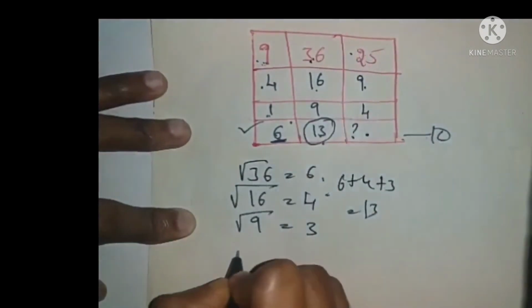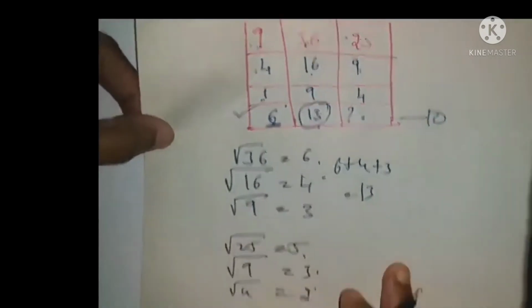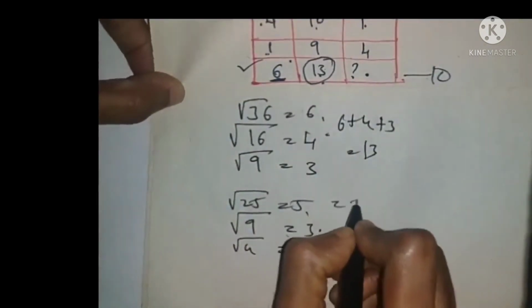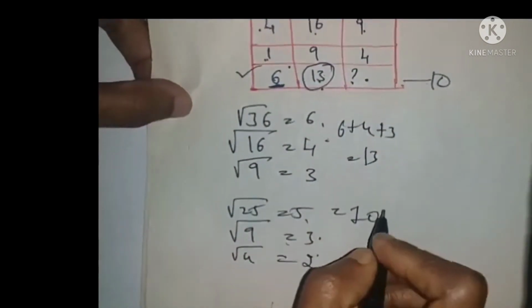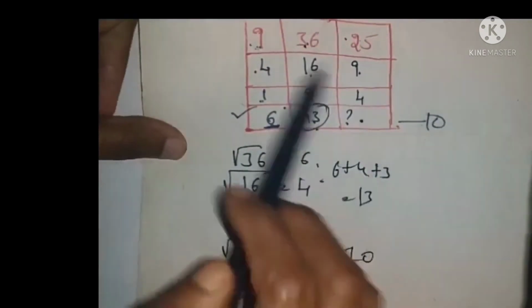For the third, square root of 25 is 5. Square root of 9 is 3. Square root of 4 is 2. 5 plus 3, 8. 8 plus 2, 10. 10 is your answer here. I think everyone is clear.